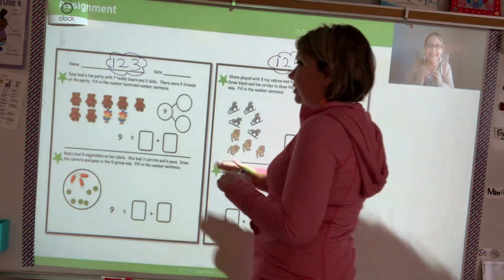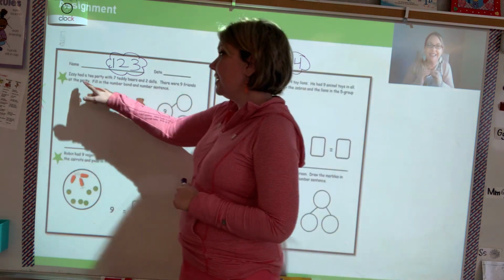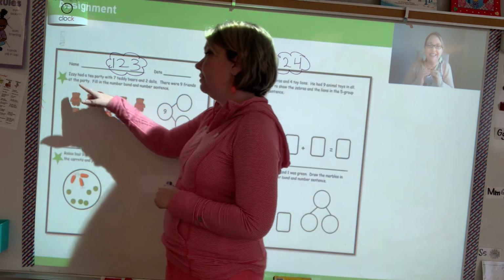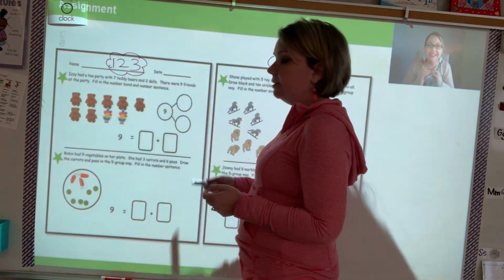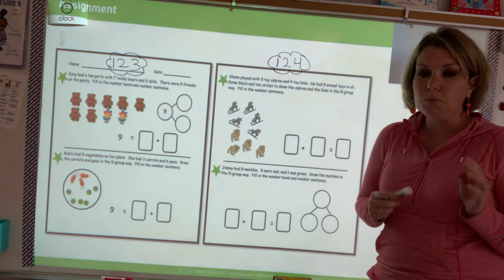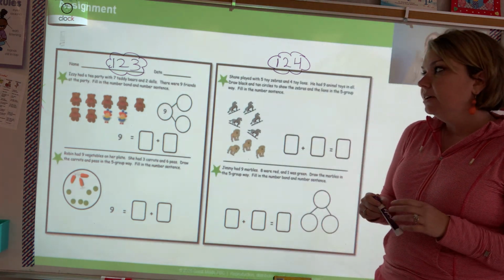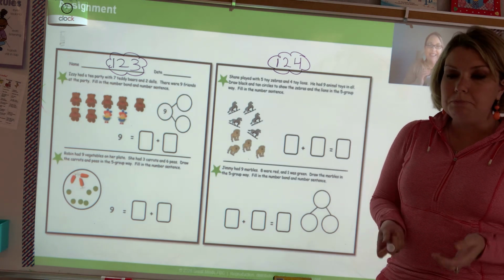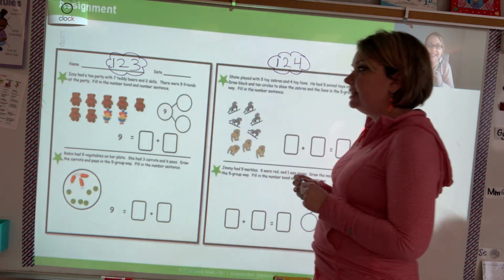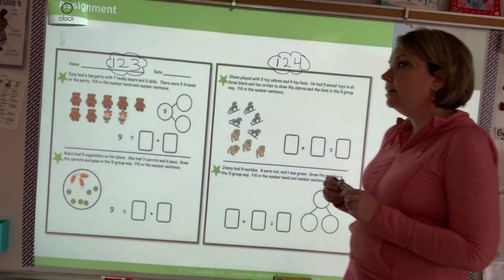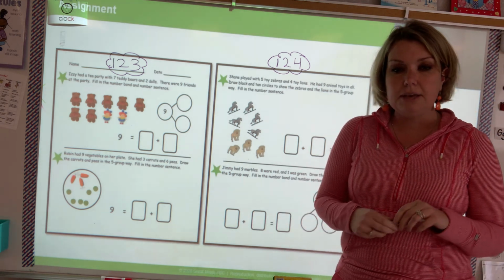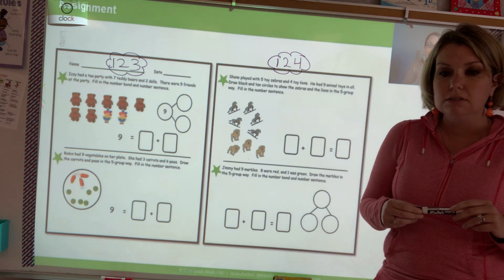Okay, here's our story. Izzy had a tea party with 7 teddy bears and 2 dolls. There were 9 friends at the party. Fill in the number bond and the number sentence. I want to take this one sentence at a time. Let's read the first sentence one more time together. Izzy had a tea party with 7 teddy bears and 2 dolls. Is there something I could do here? Let me know. Raise your hand.